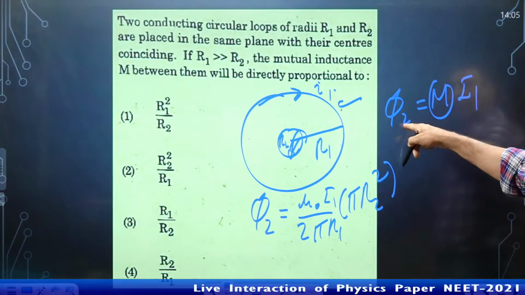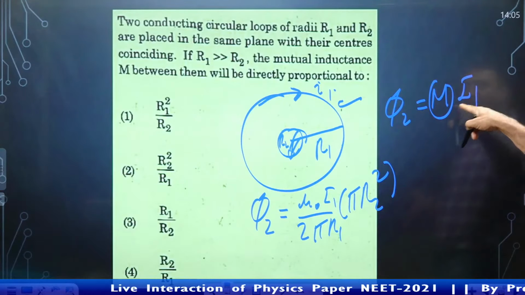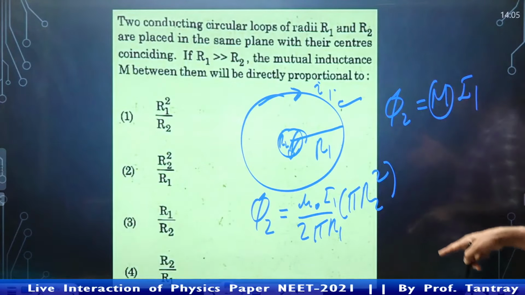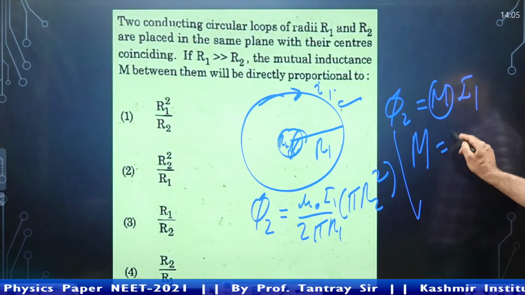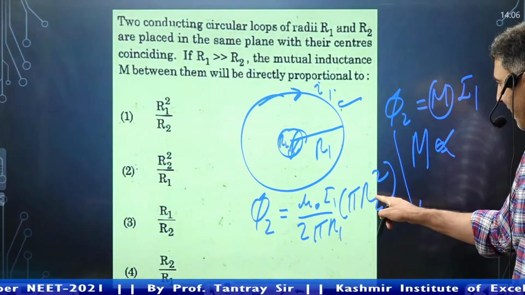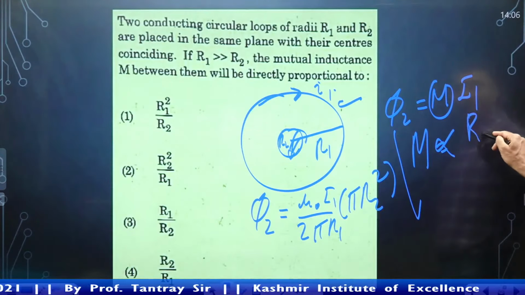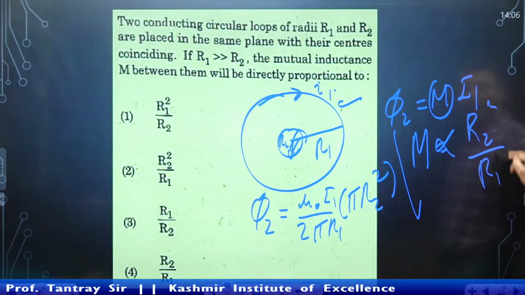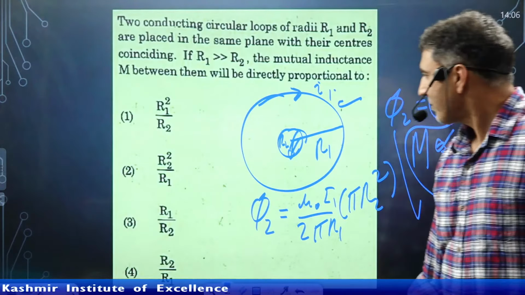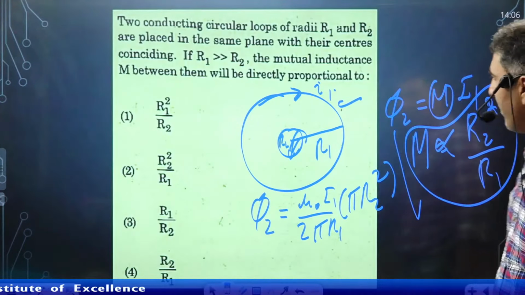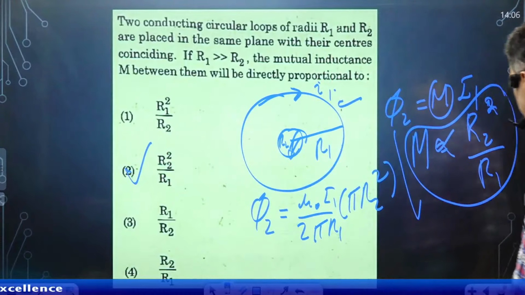What is M? Because flux to the secondary is proportional to the current in the primary with a coefficient of mutual induction connected in product form. So M is what now? Proportional to, don't write these things, only R2 square by R1. This is the answer. R2 square by R1. This one should be the answer.